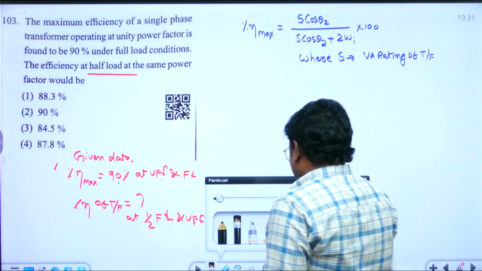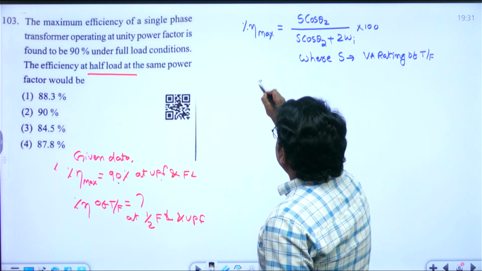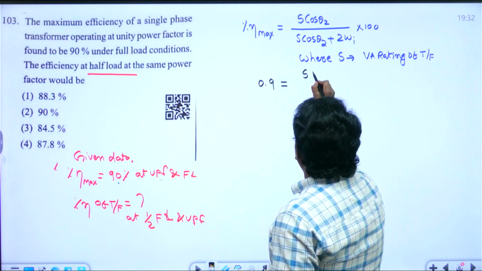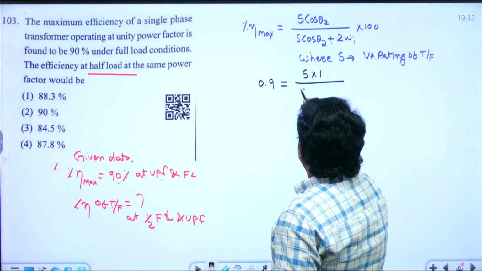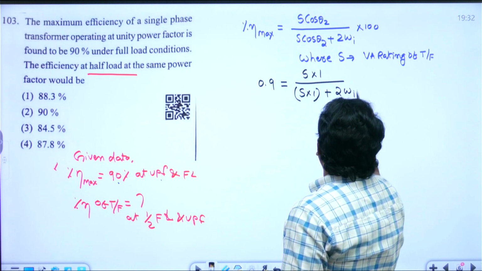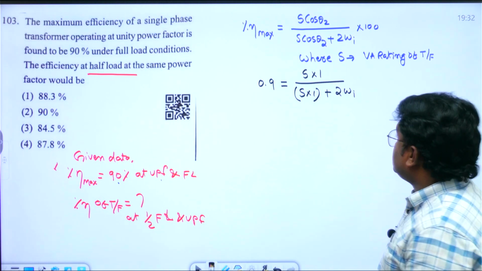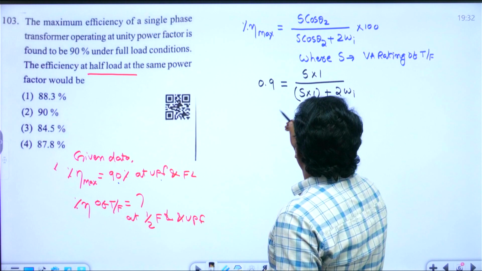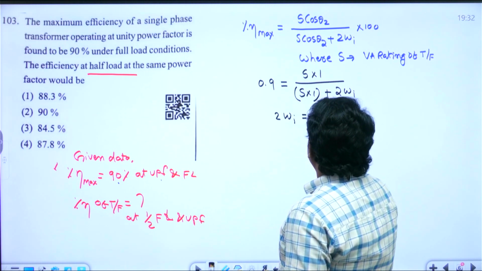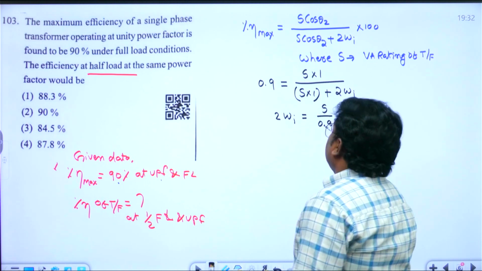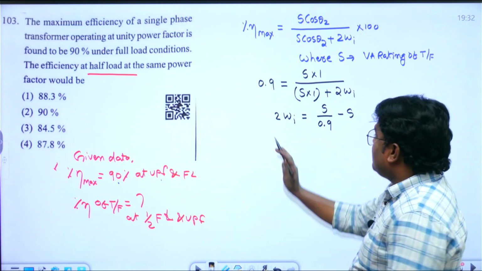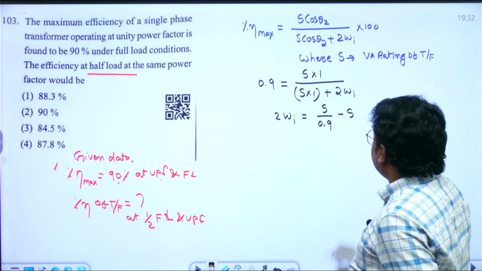Suppose 90% means 0.9. With cos theta equal to 1, S into 1 divided by S into 1 plus 2 times the iron losses equals 0.9. Now simplify this. 2 times the iron loss is equal to S by 0.9 minus S. This one is the full load copper loss, equal to 2 times the iron losses.